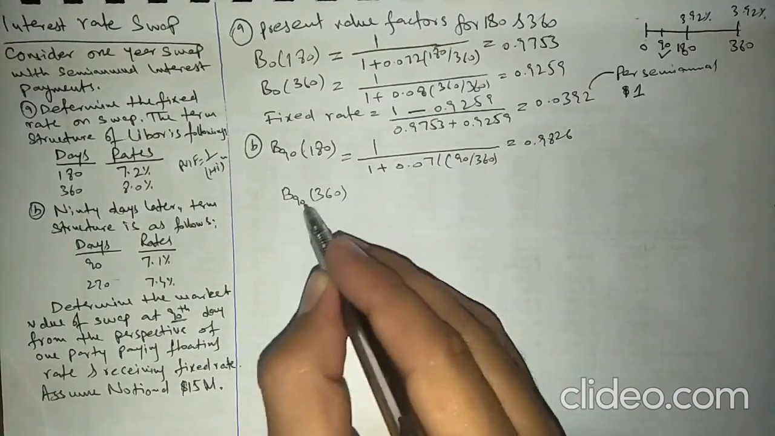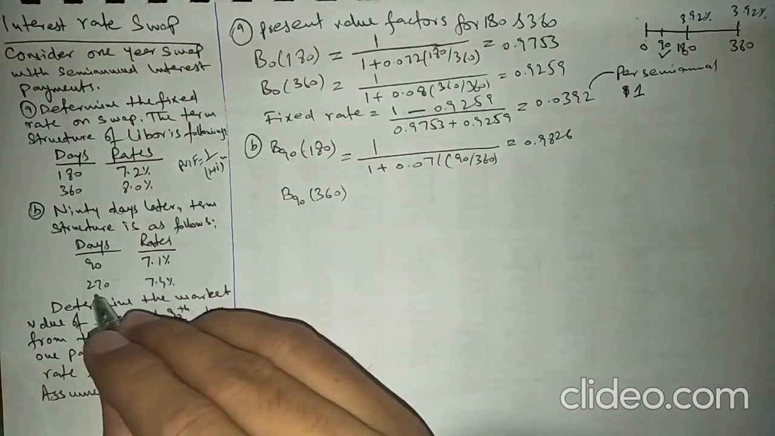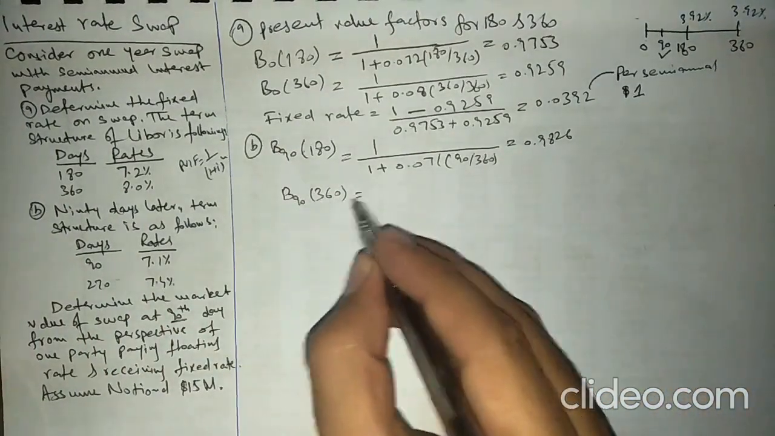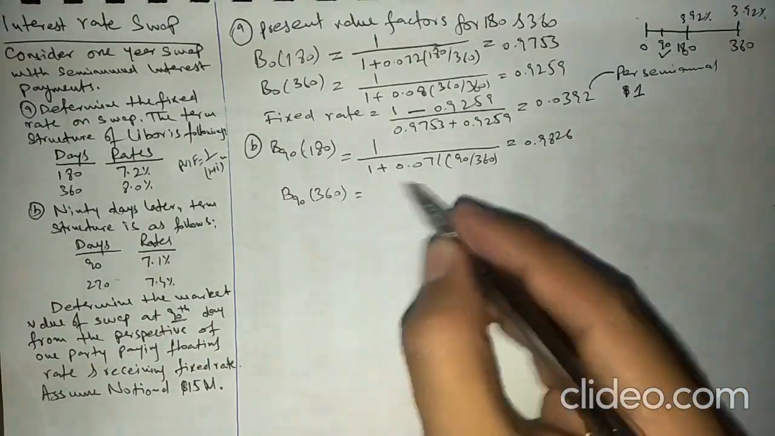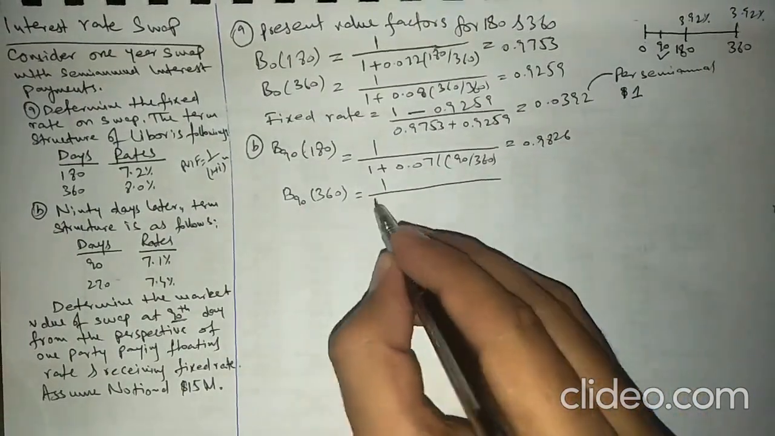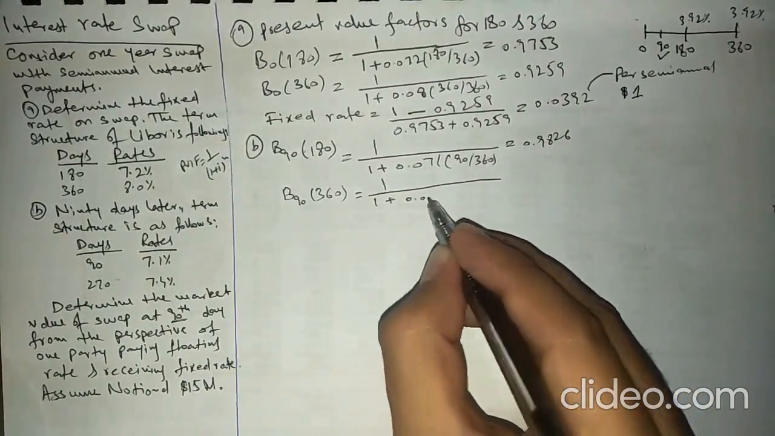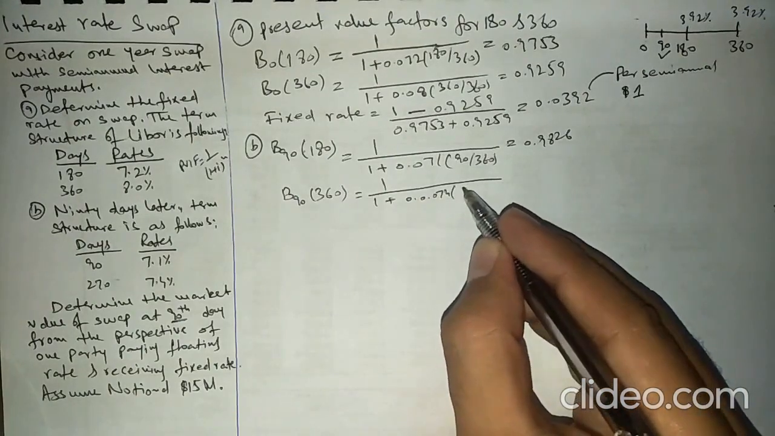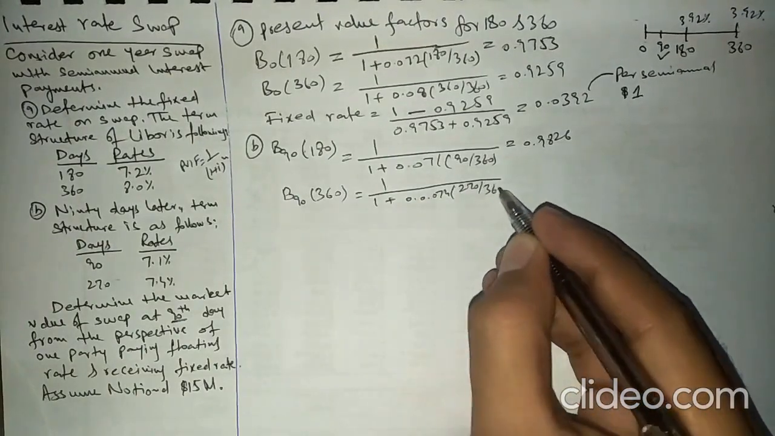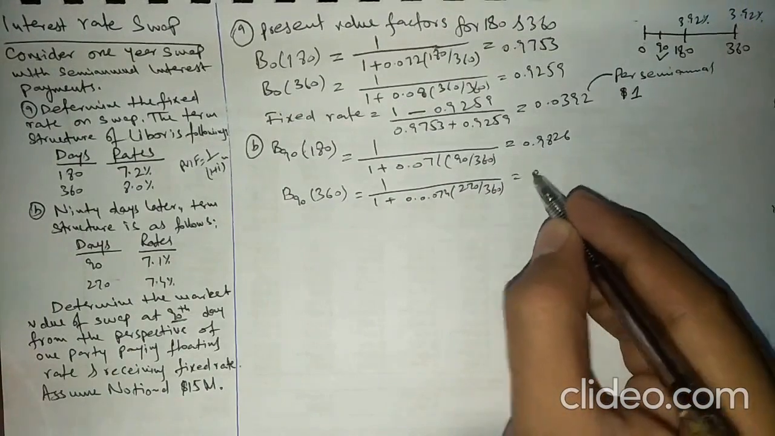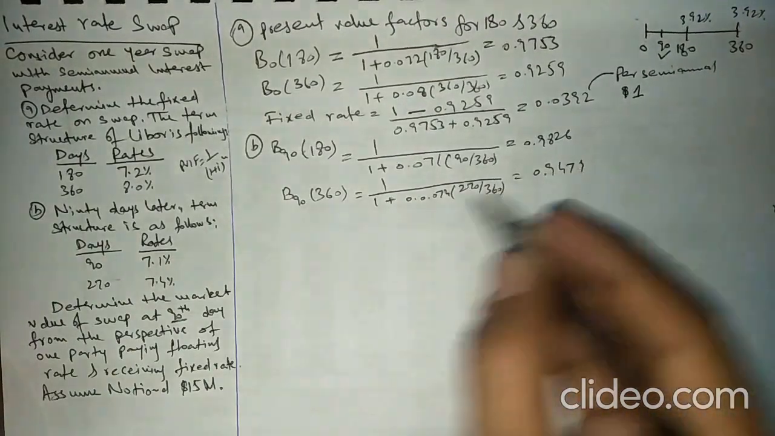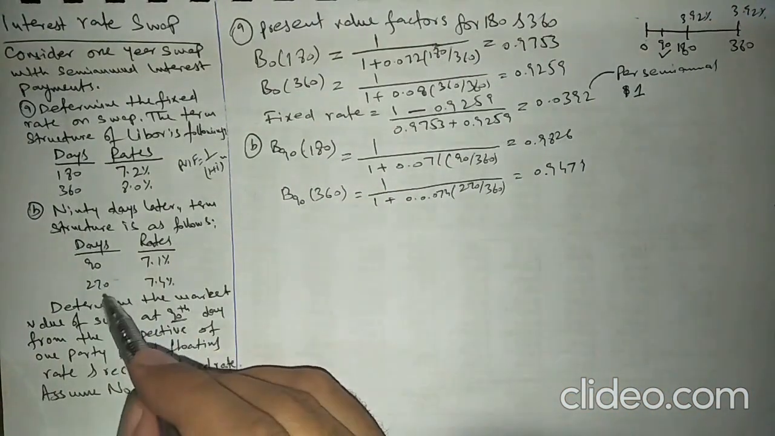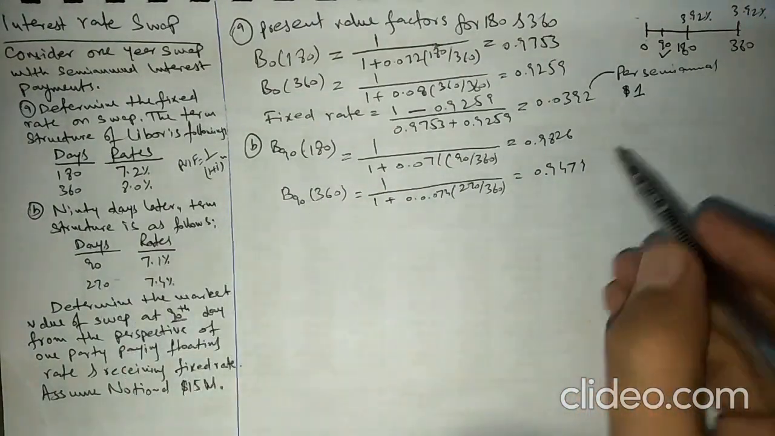And again we will calculate at the 90th day the present value interest factor for 360. So the difference between 360 and 90 is 270 days, and the 270 day rate is 7.4%. This is the present value interest factor for 270 days. So here we will put values 1 plus 0.074 multiplied by 270 divided by 360, and the whole answer is 0.9474. Now we have a present value factor for the 90th day and the 270th day.